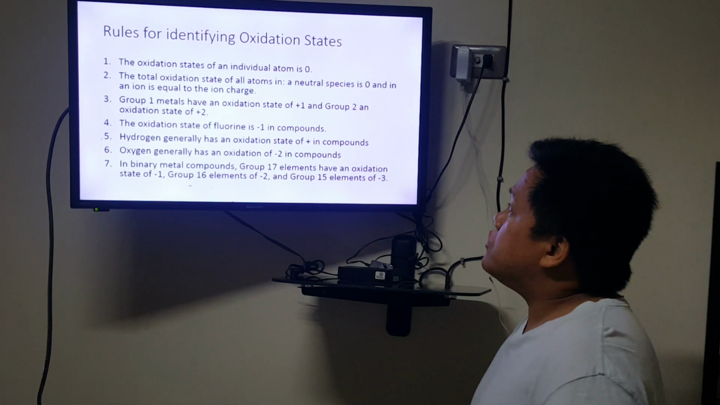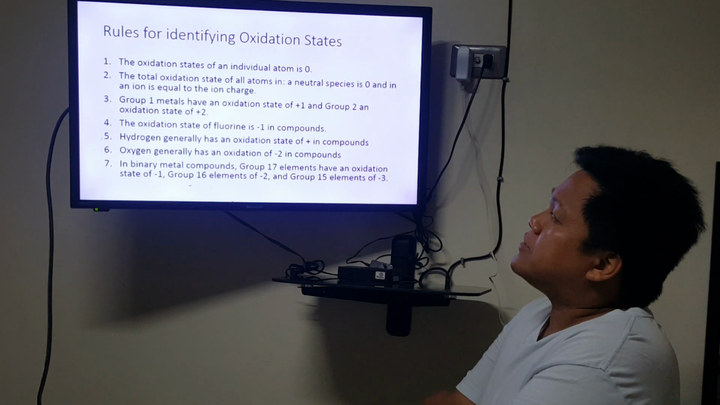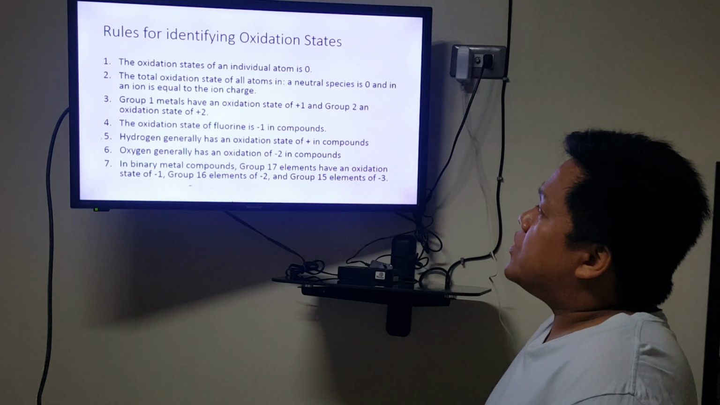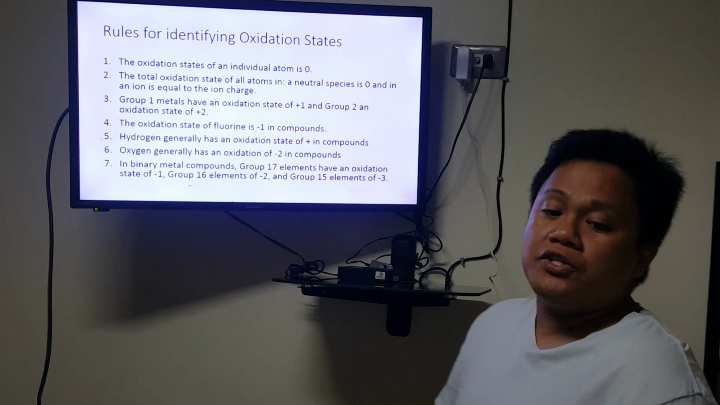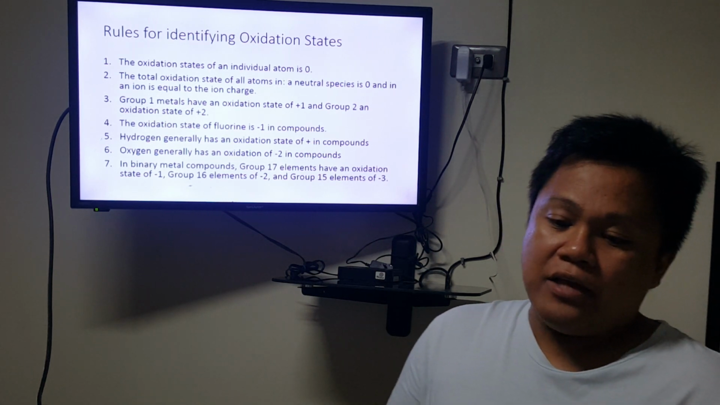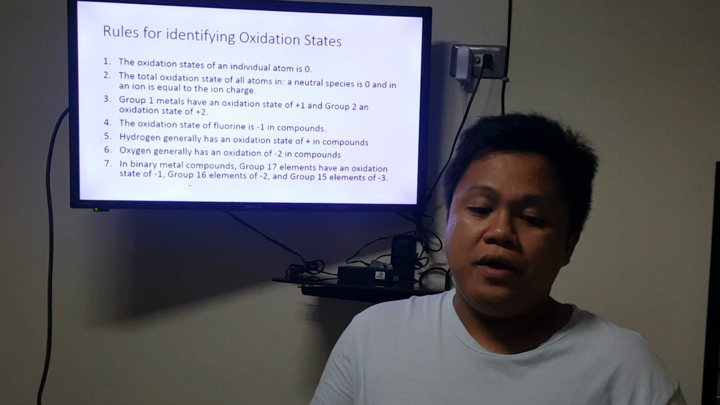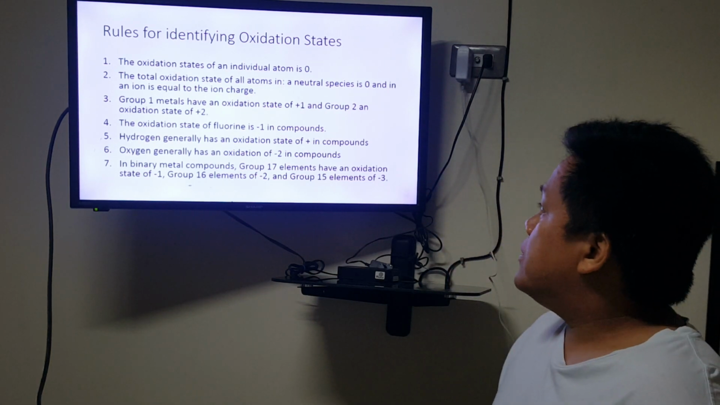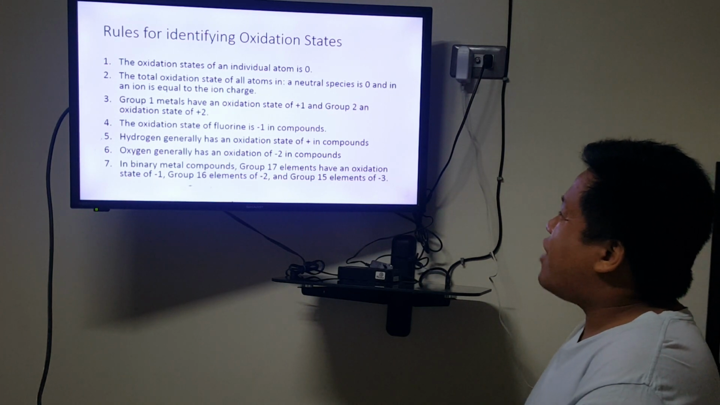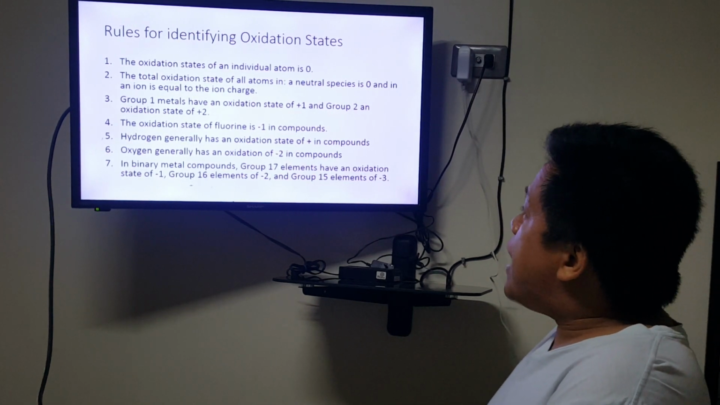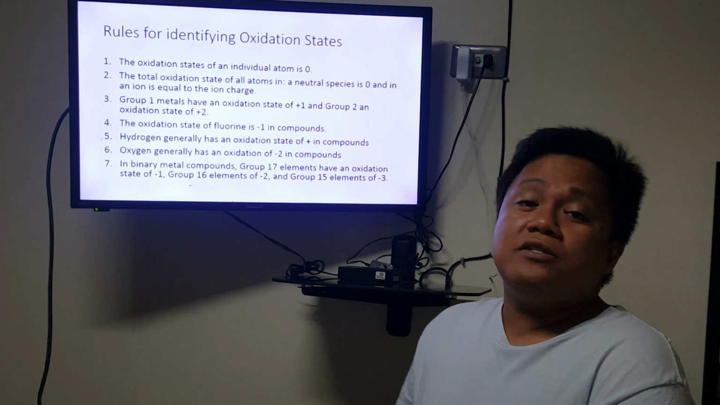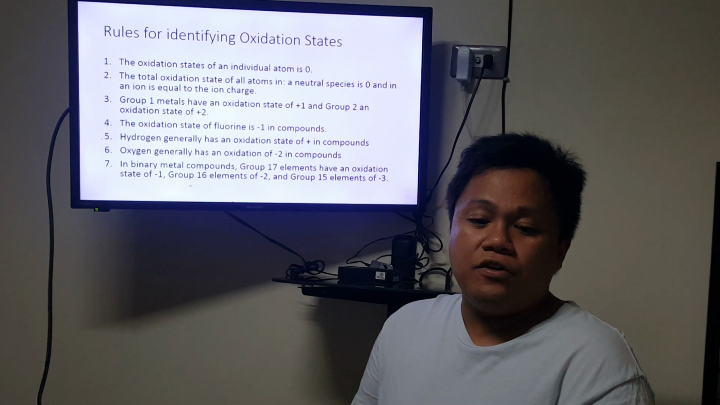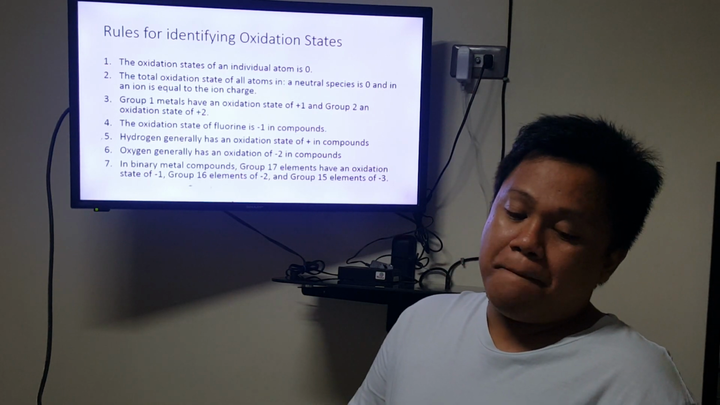So we have here the rules for identifying oxidation states. Number one, the oxidation state of an individual atom is 0. Number 2, the total oxidation state of all atoms in a neutral species is 0, and in an ion is equal to the ion charge. Number 3, group 1 metals have an oxidation state of +1, and group 2 an oxidation state of +2. Number 4, the oxidation state of fluorine is -1 in compounds.